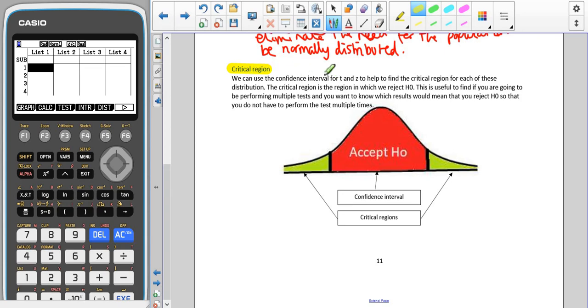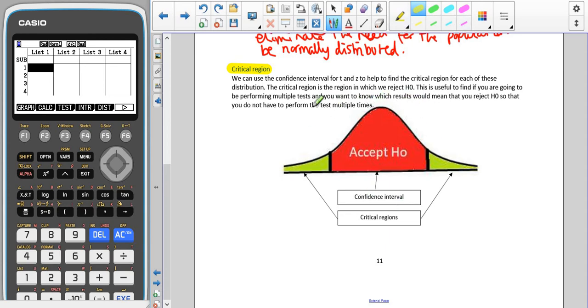So if we use the confidence interval for T and Z to help us to find a critical region for each of these distributions, the critical region is the region where we reject H0. This is useful to find if we are going to perform multiple tests and want to know which results would mean that we reject H0, so that we don't have to perform the test multiple times.